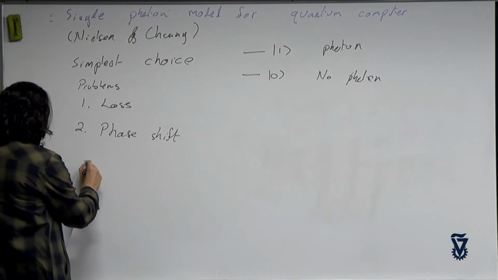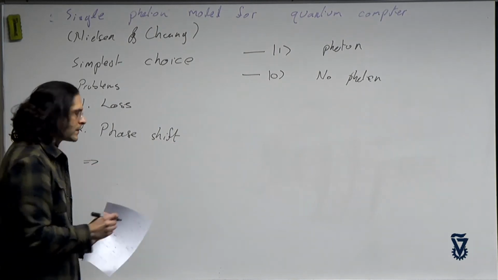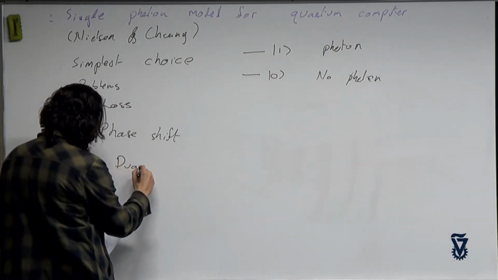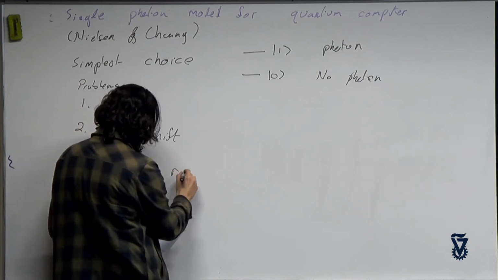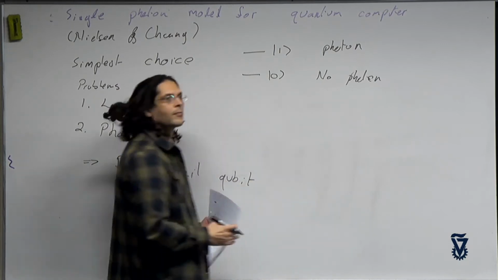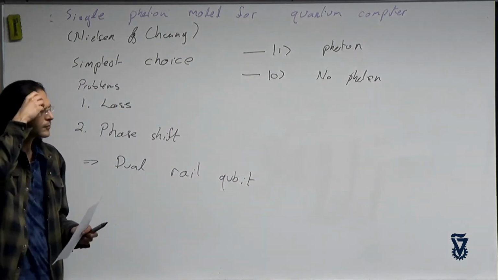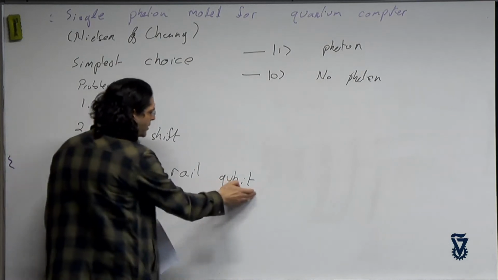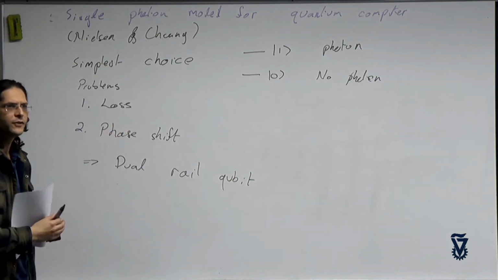The way to solve this is using what is called a dual rail qubit. And this is the model that we're going to discuss now. Okay, the model of a dual rail qubit.